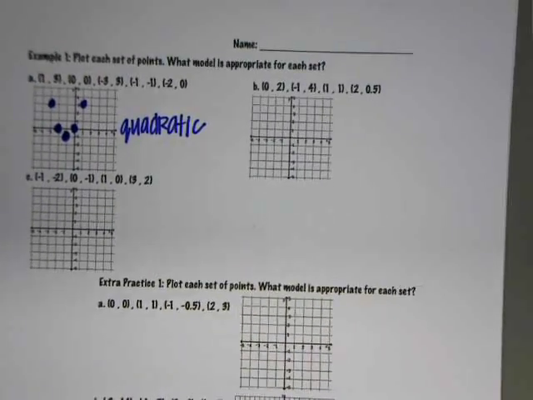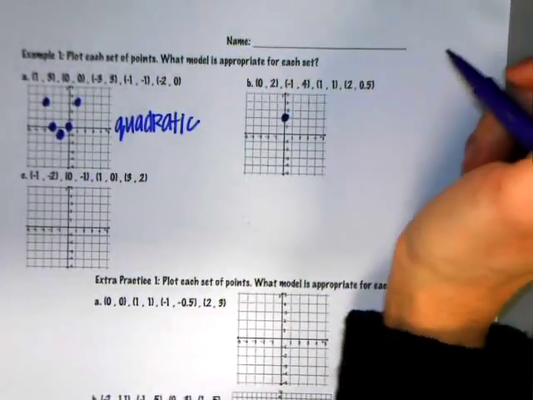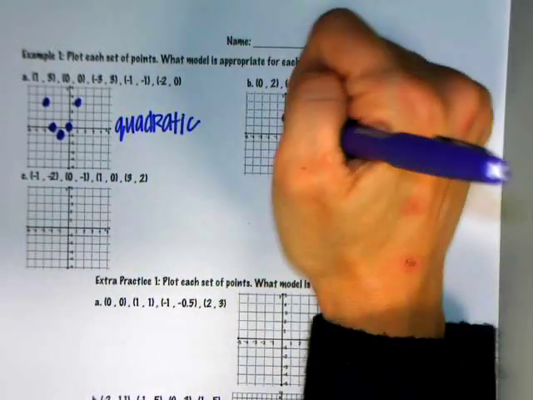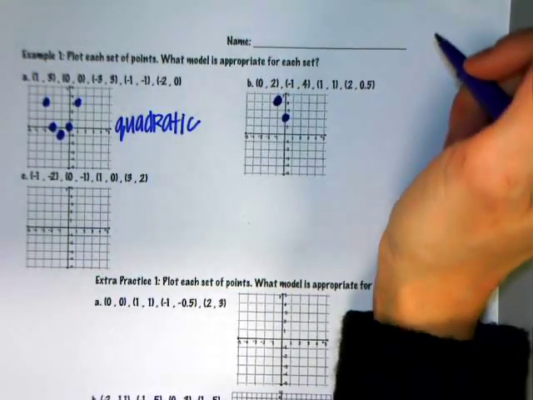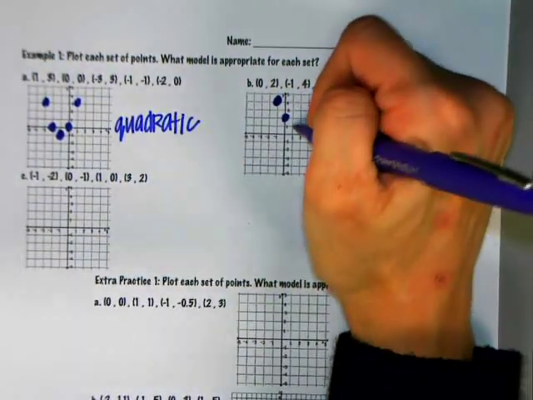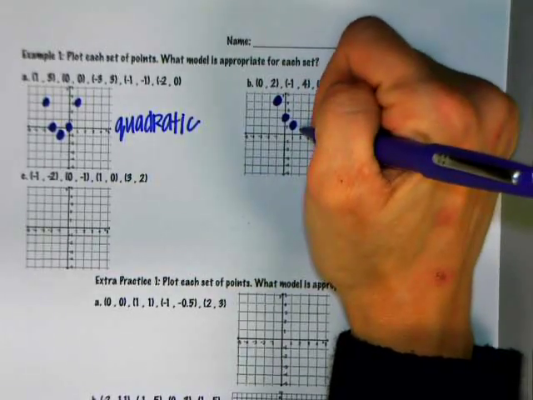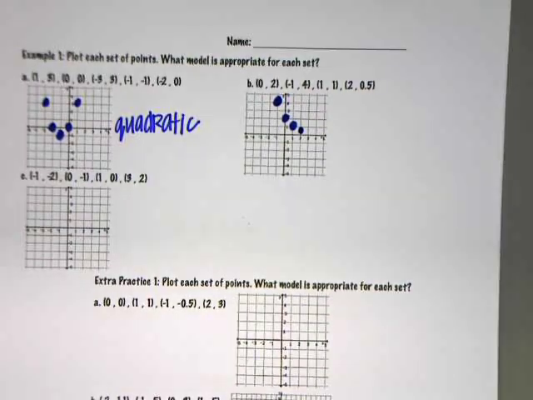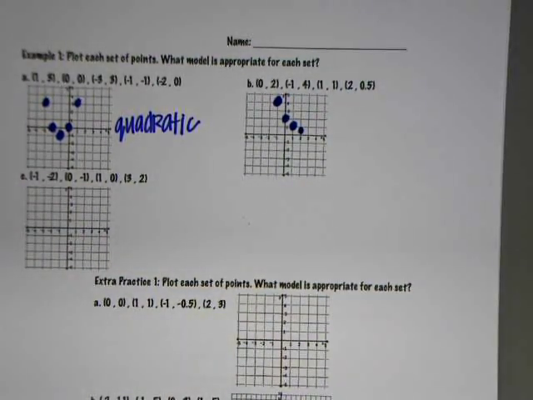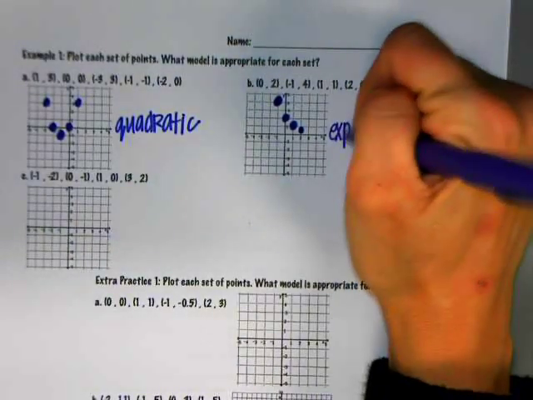Okay, and then for B, (0, 2) is on the y-axis. (-1, 4) is left 1, up 4. (1, 1) is right 1, up 1. And (2, 0.5) is right 2 and then up half a square. So it's decreasing, it doesn't go back up. It's kind of leveling out, so what's that going to be? Yep, exponential, because it doesn't make a straight line.